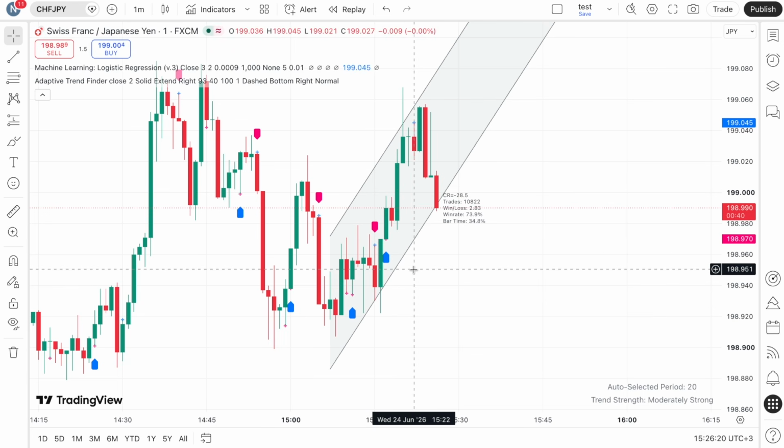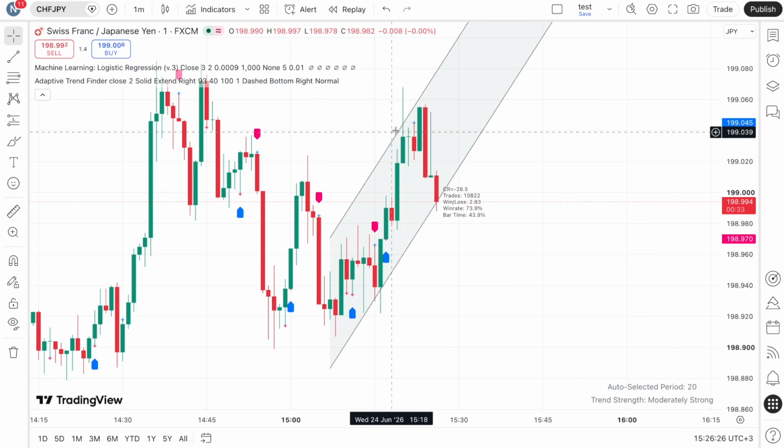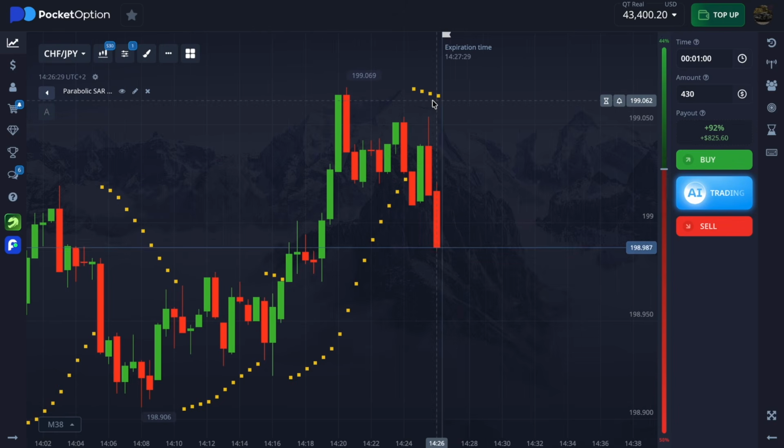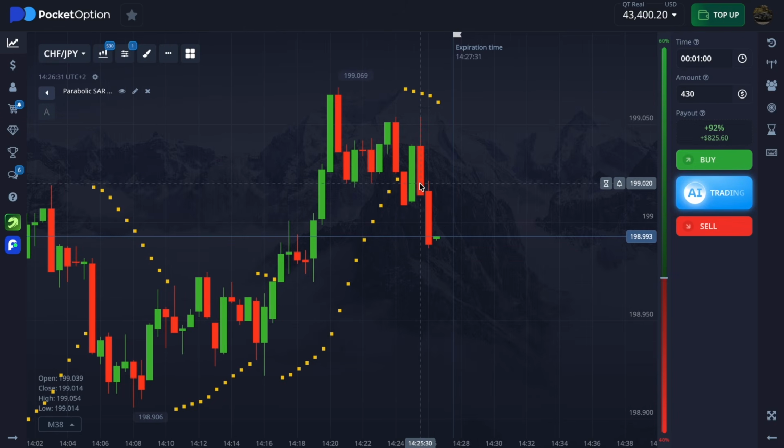And now, in order to enter an up trade, I need two parameters to match. First, the price must be below the upper boundary of this corridor. And secondly, the SAR indicator on the broker should show that we have an ongoing upward movement.